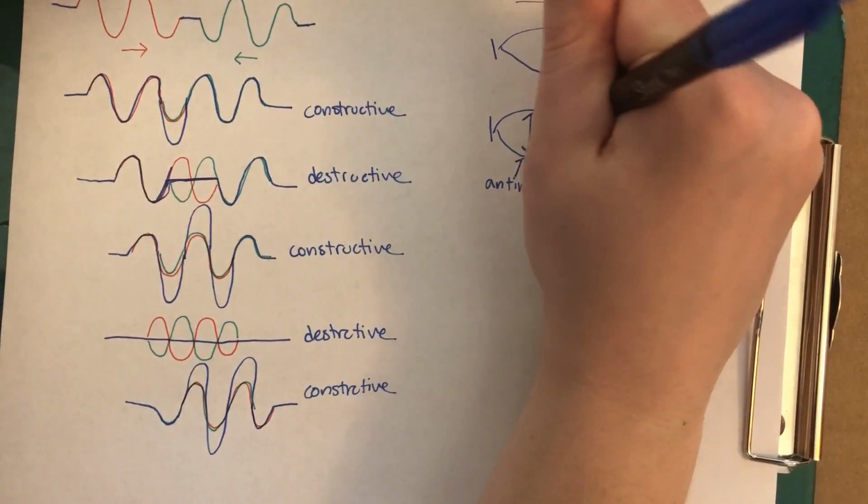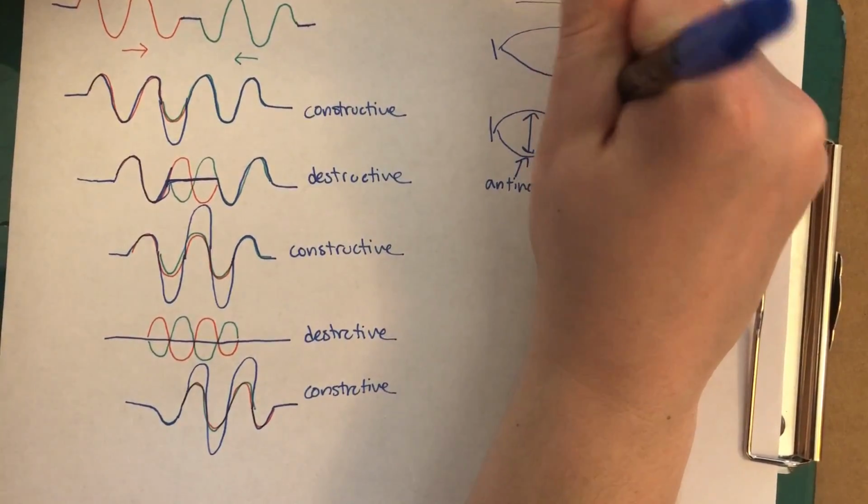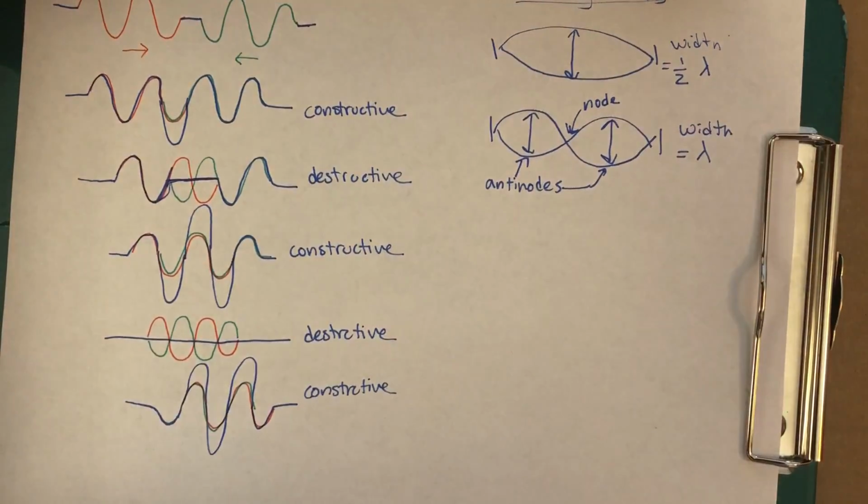And then a place where the wave is not moving is called a node.